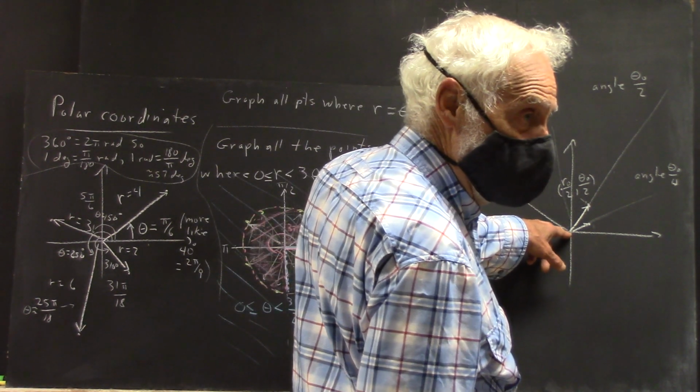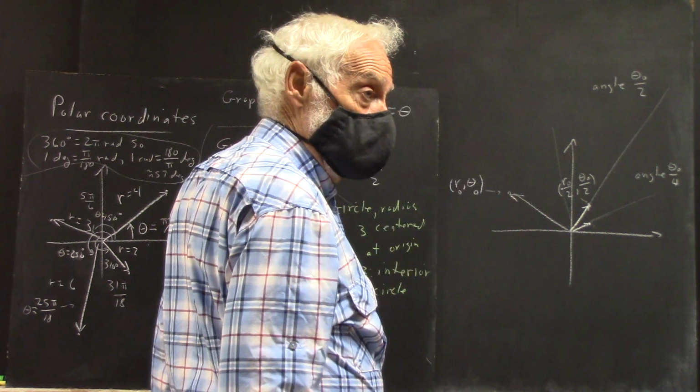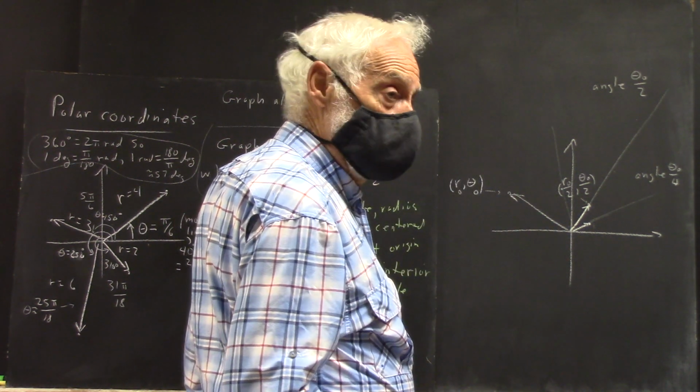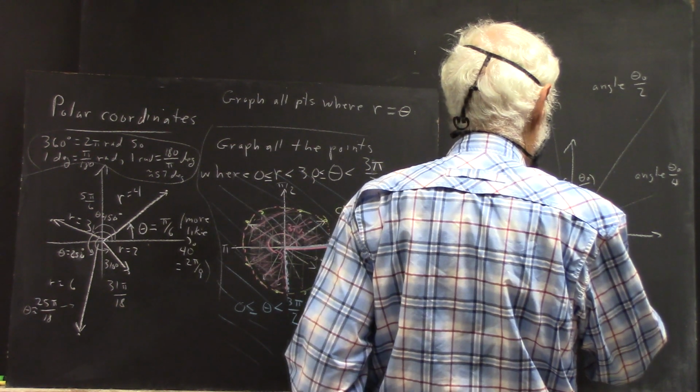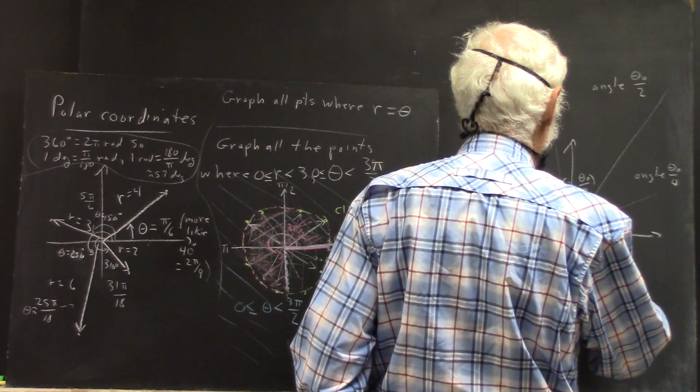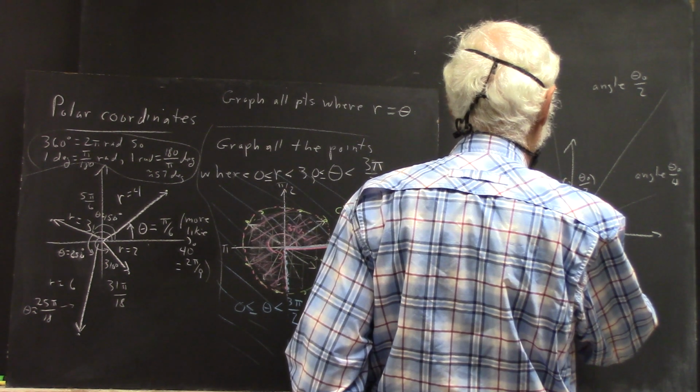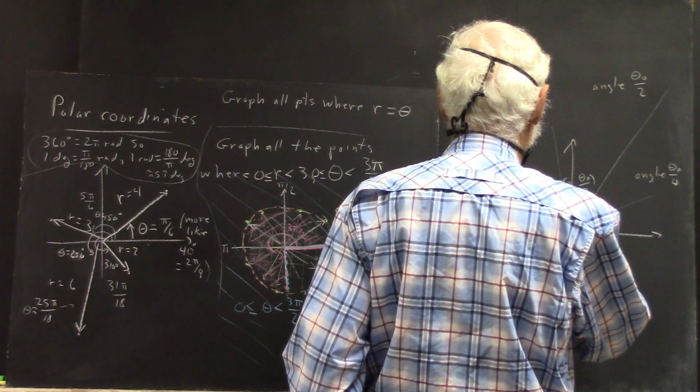What's going to happen if theta is 0? What's R going to be? Well, it's going to be 0, right? If R is 0, where are you? You're at the origin, right? So here we are at the origin. Now we come out here like this. We come up here. I'm going to try not to. And we come out here.